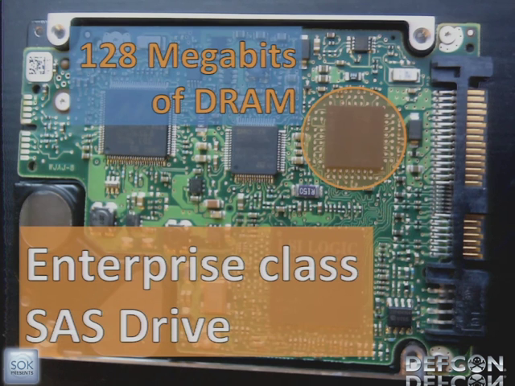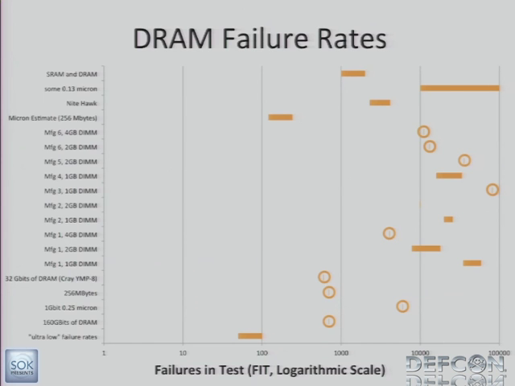Let's look at some DRAM failure rates, now that we've established there's probably a little bit of it in your server somewhere. This slide summarizes 2 different studies, one from Terrazon Semiconductor and one from Schroeder at the University of Toronto in association with some engineers from Google. And the first thing you notice is that the scale varies very widely. This is also a logarithmic scale. The lowest error rate is about 50, and the highest error rate is about 100,000 failures in test. And a failure in test is about 1 error in 1 billion operating hours.